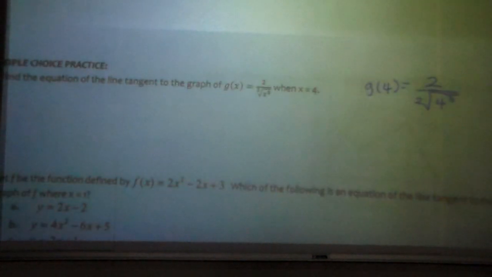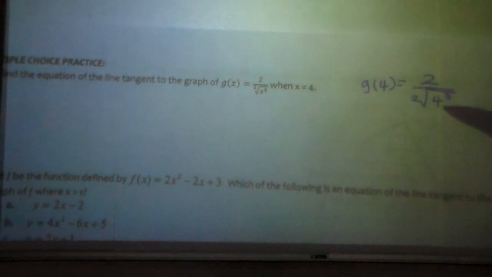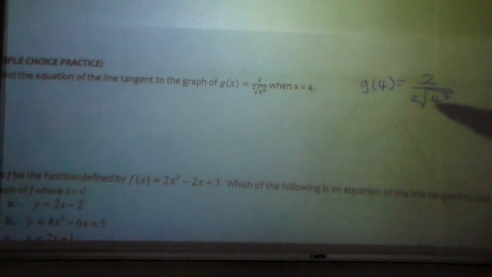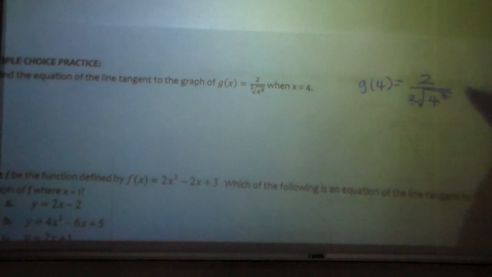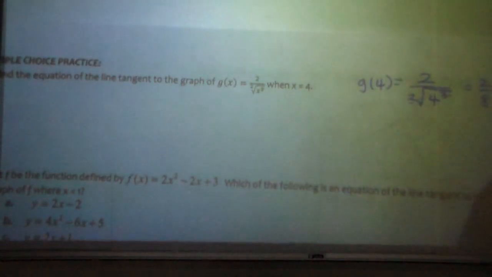Now a lot of people, because we're not allowed to use calculators, are going to try and do 4 cubed and then take the square root. That's much more difficult to do in my head, and it's going to get nastier in a second. It doesn't matter the order in which I apply these powers. I did the square root first. The square root of 4 is just 2, and then 2 cubed is 8. So this is just 2 over 8, or 1/4. So then that is my point, right?